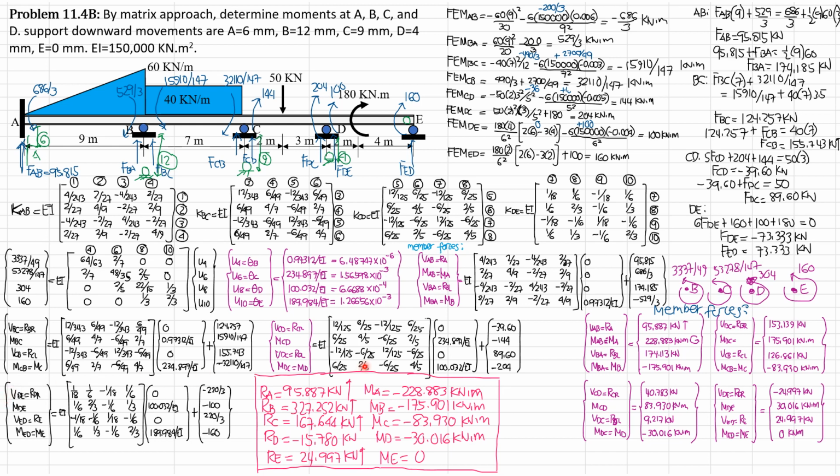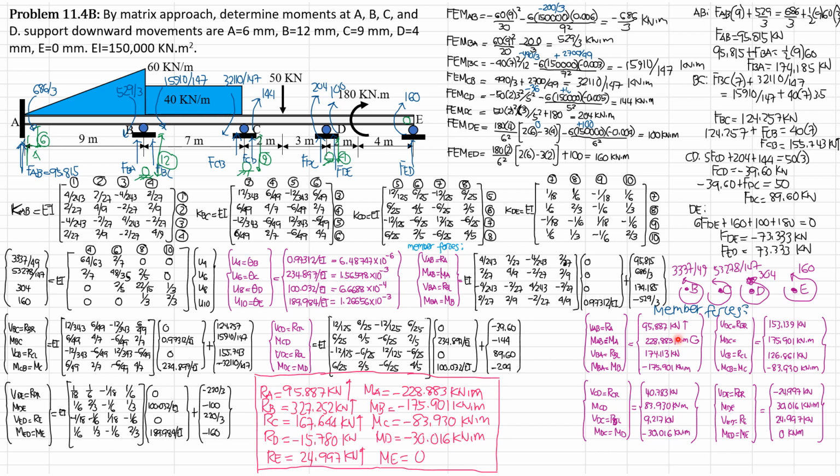Then for CD, I will not explain that, to shorten the video. This would be the results. Then for DE, stiffness, displacements, fixed end forces, this will be the results. So RA, as I said, is 95.887. Moment at A is the negative of that value.